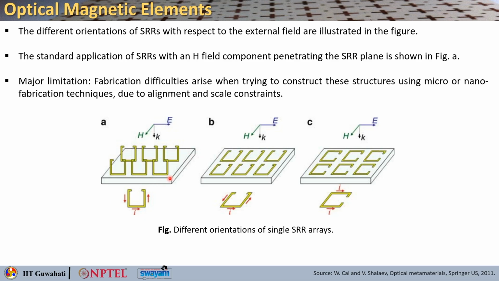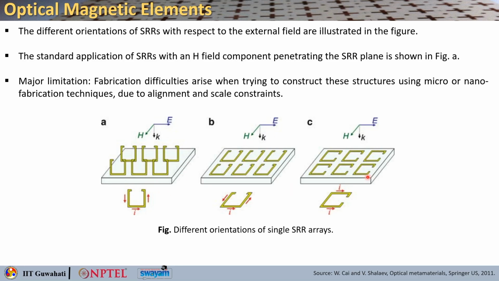When you try to construct these structures using micro and nano fabrication, there are challenges coming from alignment and scale constraints. This vector clearly tells you the way the field is interacting with the structure. You have the magnetic field in this direction, the electric field in this direction, and the field is falling normally on this particular substrate.